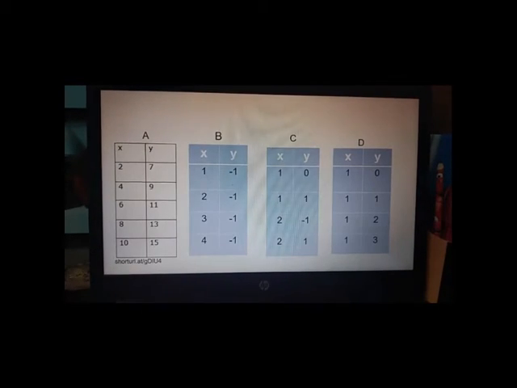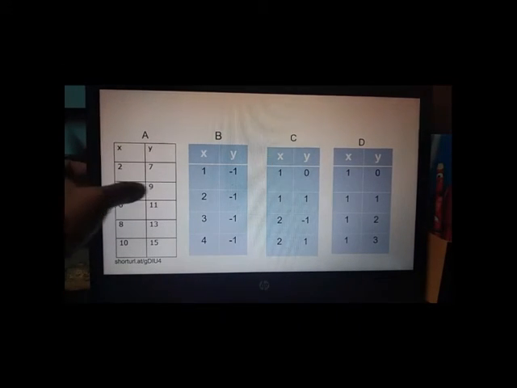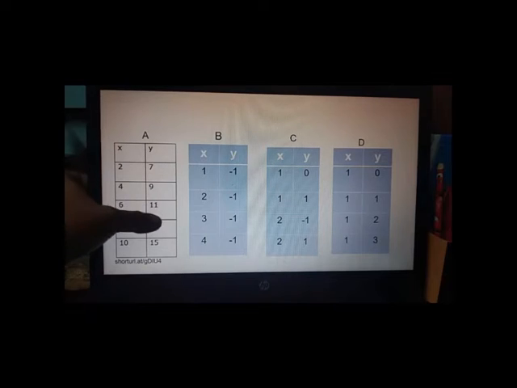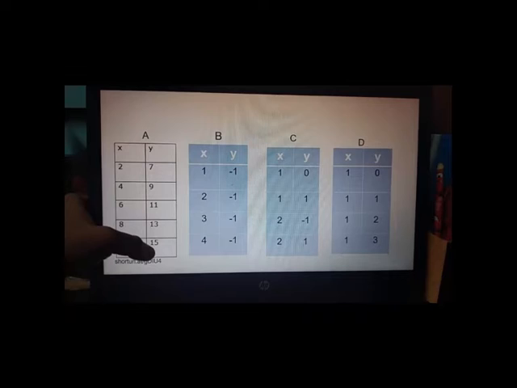Okay, how about using a table? Here, 2 has 7, 4 has 9, 6 has 11, only one value each, 8 has 13, only one, 10 has 15, only one. So, is this a function? Yes, this is a function.